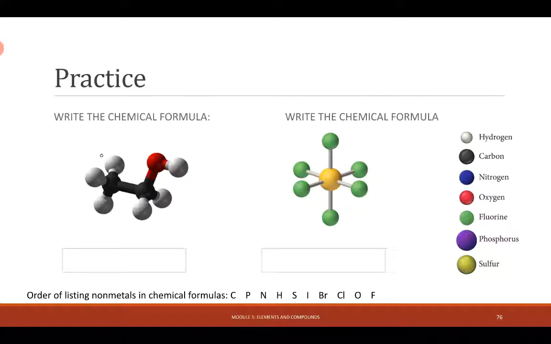Anyway, look at these molecules here. The color codes are off to the side. And try to write out the chemical formulas for the two molecules you see. Unpause the video when you are ready to double check your work.